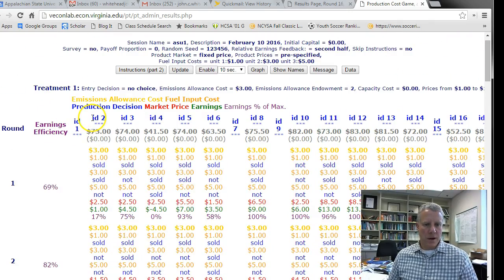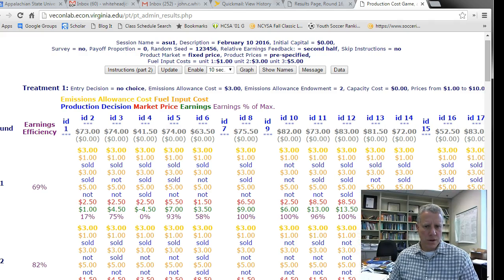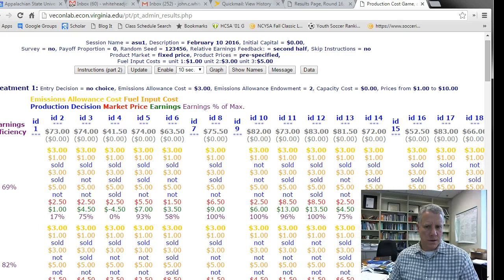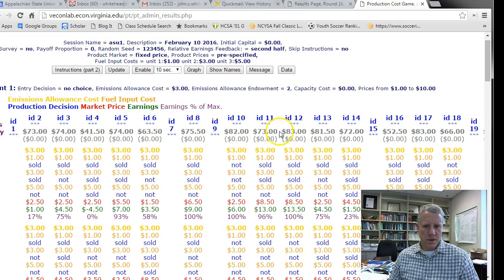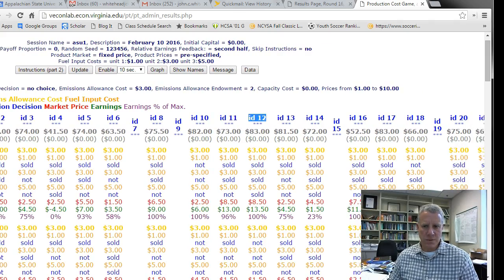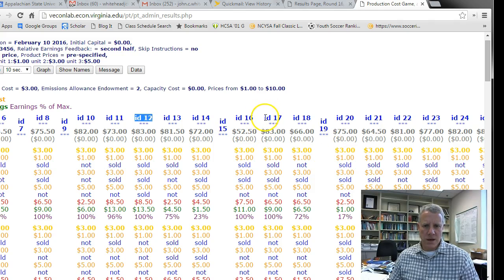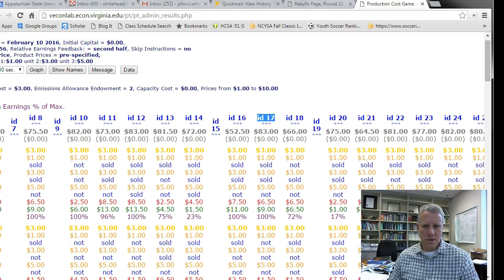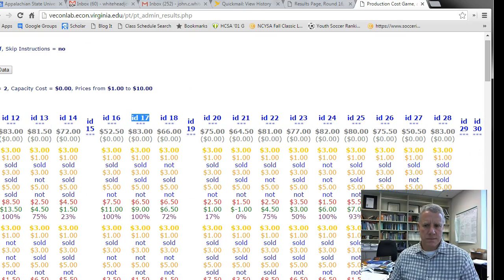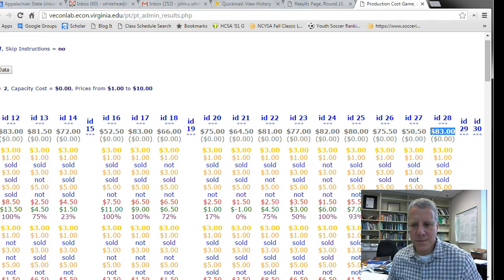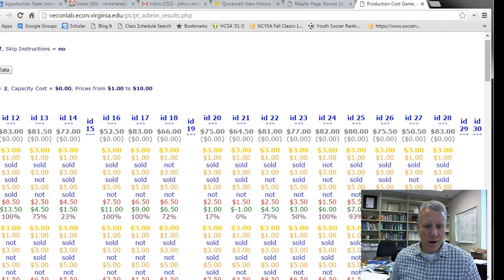And here we have the IDs of participants, and you can see how much everyone earned. There's an 83 with ID 12, and that's the most money you could have earned in this experiment. ID 17 earned the most, and then ID 28, which was me, earned the most money possible in the experiment. And just to make sure you know, I'm not bragging. I've done this experiment a number of times, so I know how it works.